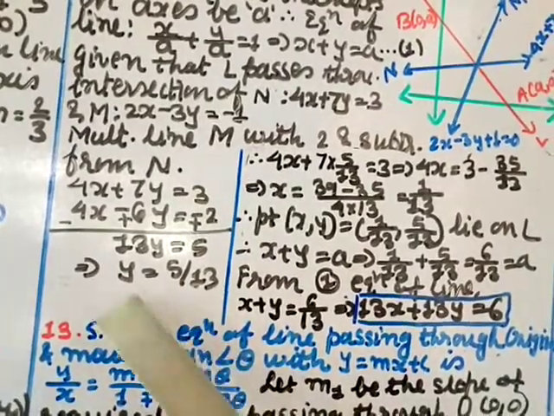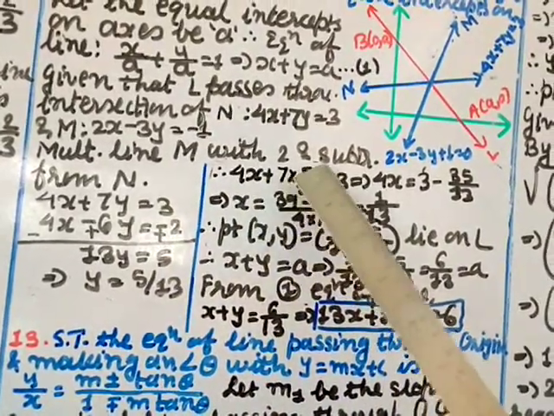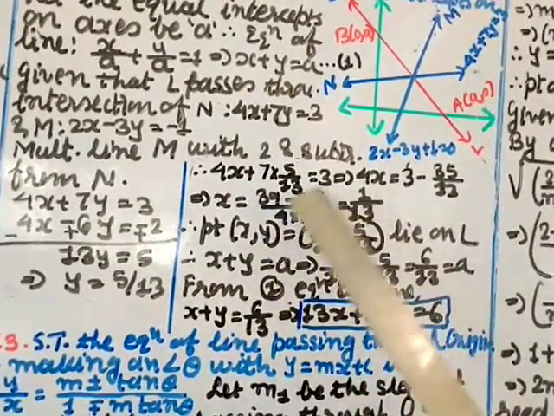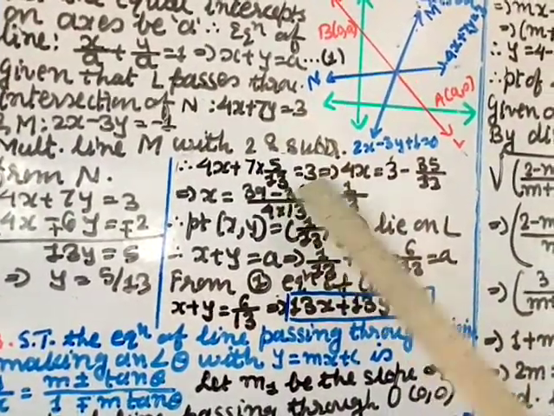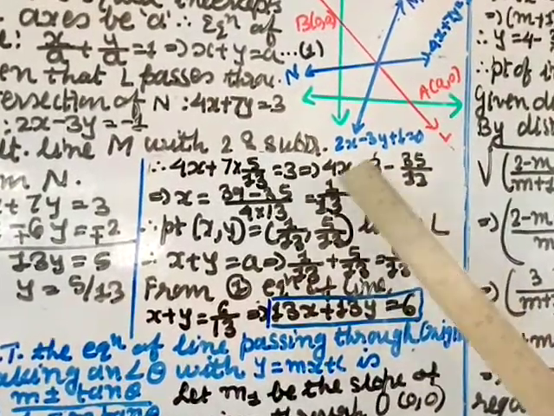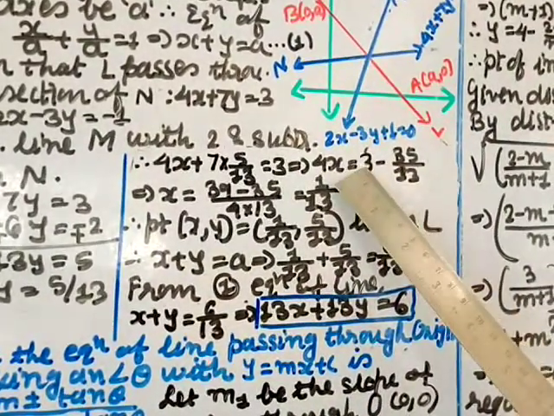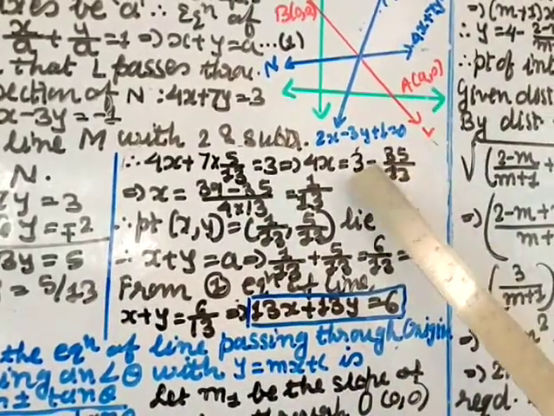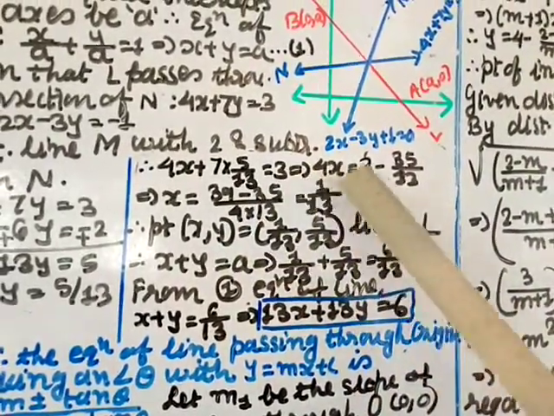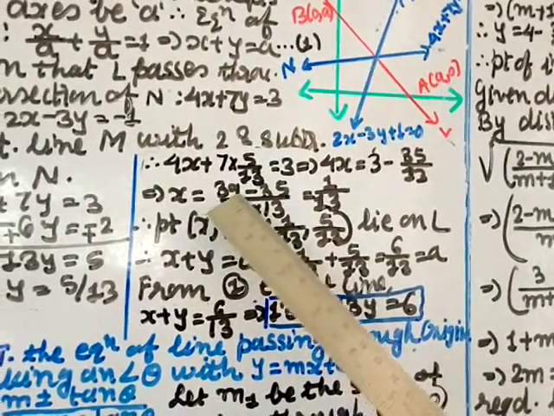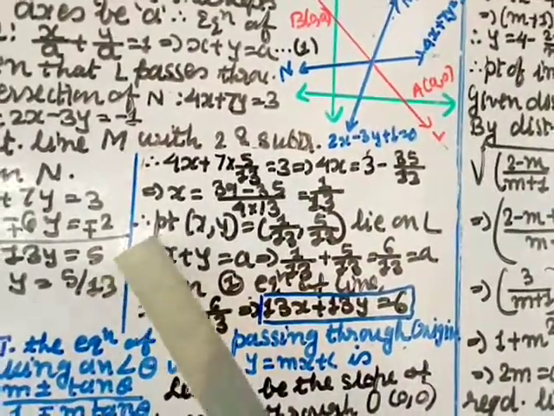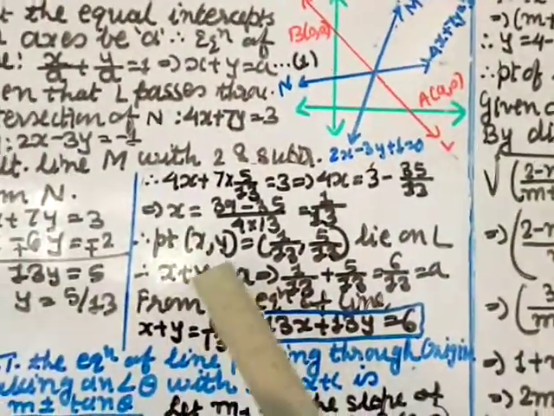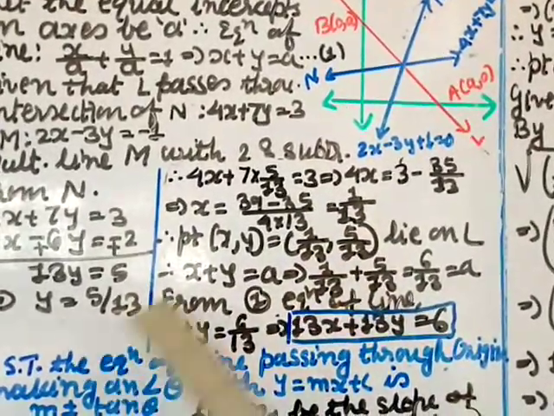X coordinate, put this value in one of the equations. I am putting in this one, the N equation. So 4x plus 7 into 5 by 13 equal to 3. So 4x, 7 into 5 is 35, divided by 13. If you transfer over here, it becomes negative. So 3 minus 35 by 13. Take LCM. So 13 into 3 is 39, and this is 35, minus 35 divided by 13. And this 4, if you transfer over here, it will go in the denominator. 39 minus 35 is 4. That 4 you cut with this 4, so you get 1 by 13. Okay, so the intersection point you find, x value is 1 by 13 and y value is 5 by 13.